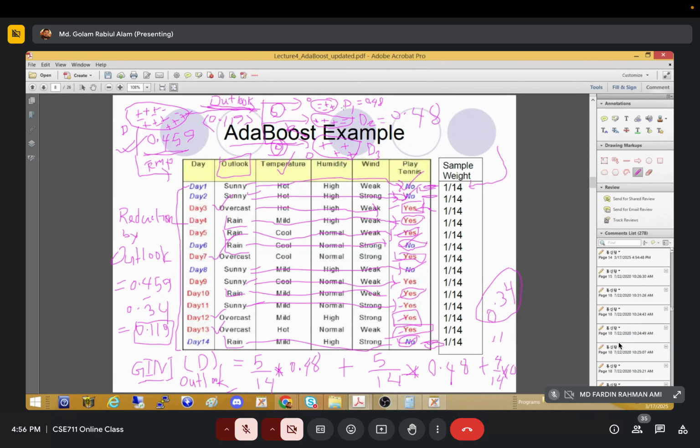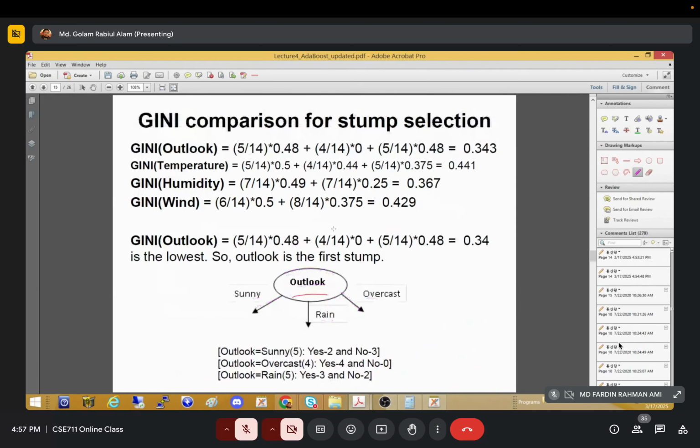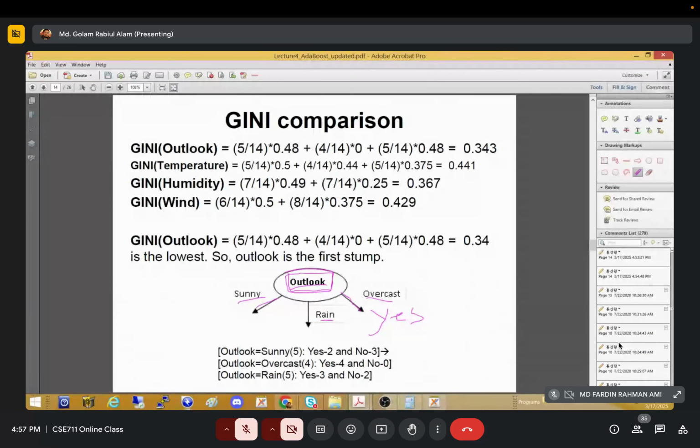The probability of negative here is 3 out of 5, and the probability of positive here is 2 out of 5. So the probability of negative is high, and we make the probabilistic decision. That's why if outlook equals sunny, we say no, we will not play tennis.